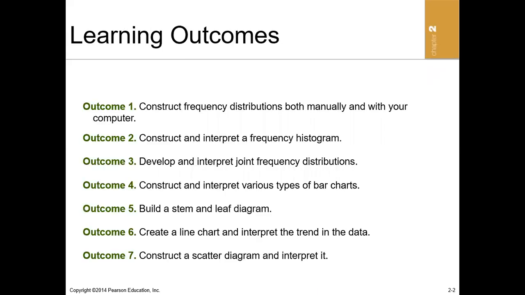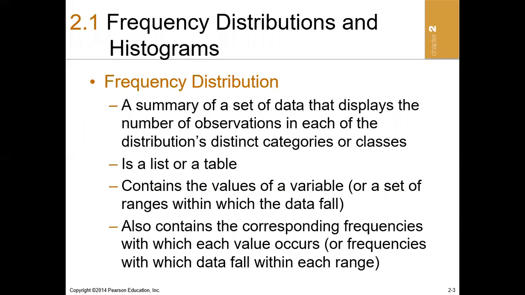We will look at frequency distributions, frequency histograms, joint frequency distributions, bar charts, pie charts, stem and leaf, line charts, etc., and scatter diagrams. Now, when we talk about frequency distribution, it's a summary of a set of data that displays the number of observations in each of the distribution's distinct categories or classes.